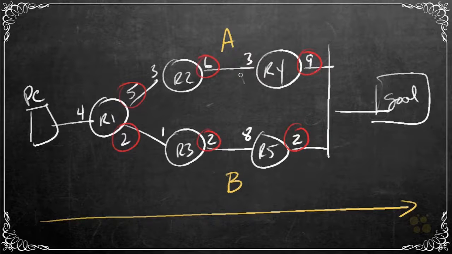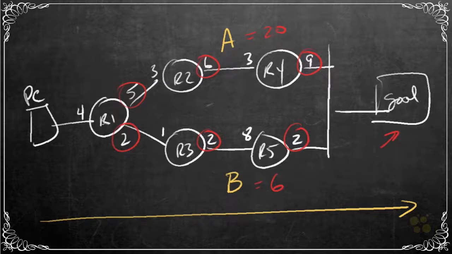So on the top path, path A, it'd be 9 plus 6 is 15, plus 5 more is 20. That'd be the cost for the top path. And for the bottom, it'd be 2 plus 2 plus 2. I can do that one. That's 6. And so OSPF would choose this bottom path as the route that would be taken, at least from R1's perspective, as it forwards packets in the direction of the goal.